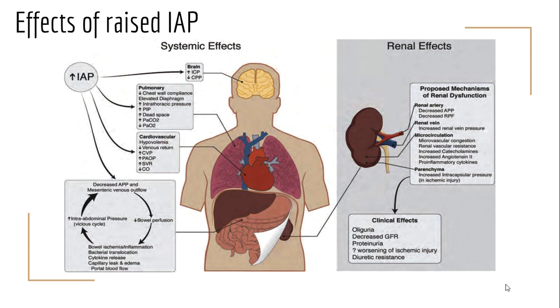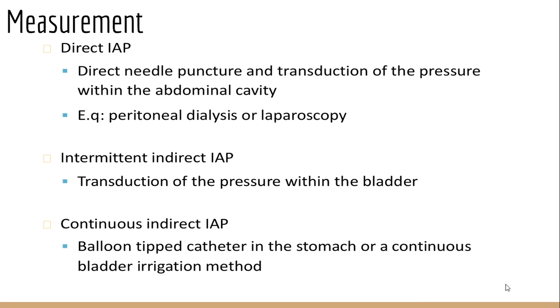So it decreases the bowel perfusion, which leads to bowel ischemia and inflammation, bacterial translocation and cytokine release, which further increases the intra-abdominal pressure. So it again becomes a vicious cycle. In the renal system, it causes oliguria, decreased GFR, and proteinuria. And in the lower limb, after IVC compression, it causes edema and increased risk of DVT.